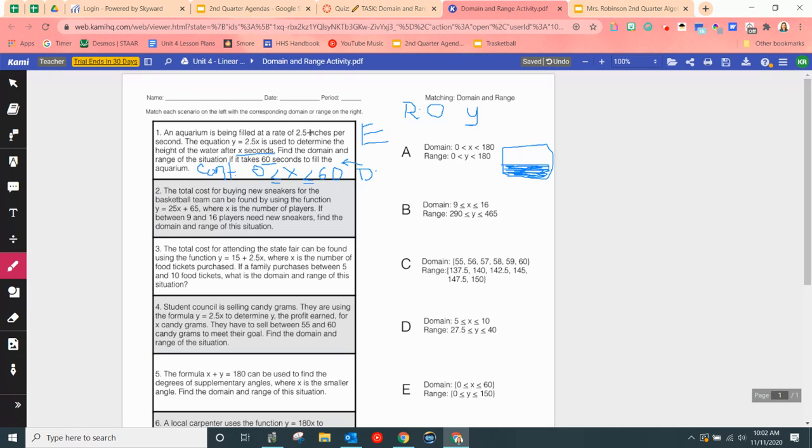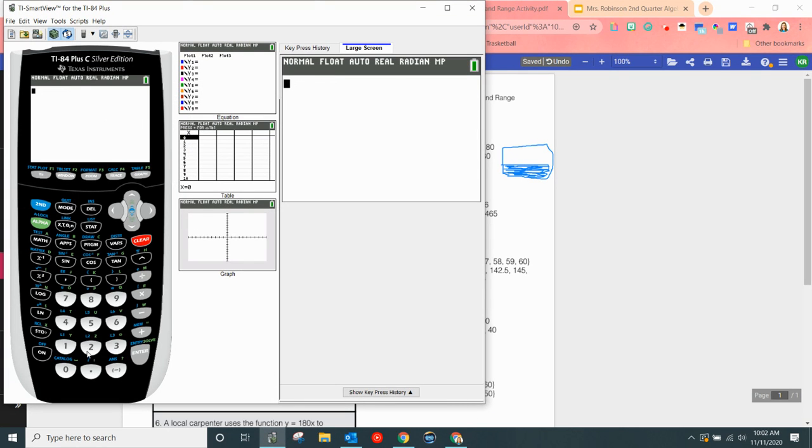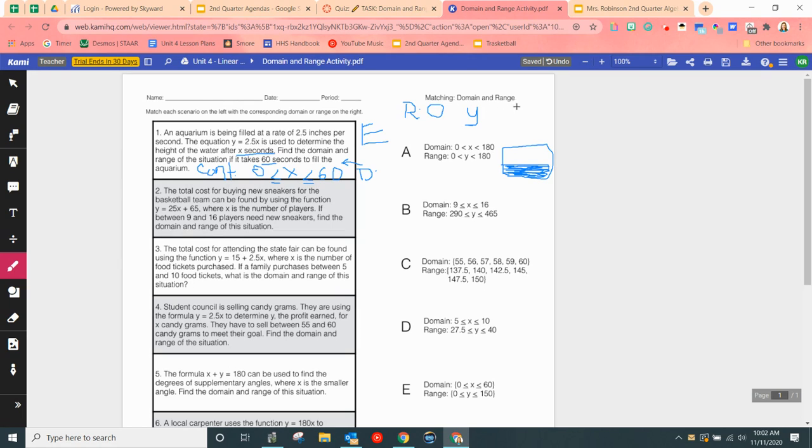Well, if it's going at 2.5 inches per second and it's been going for 60 seconds, I could just come to my calculator and say, well, that's 60 times 2.5. So 150. I must have 150 inches of water in my tank at that point.